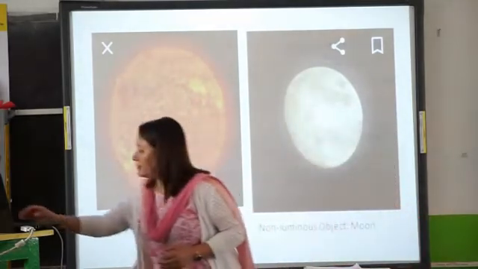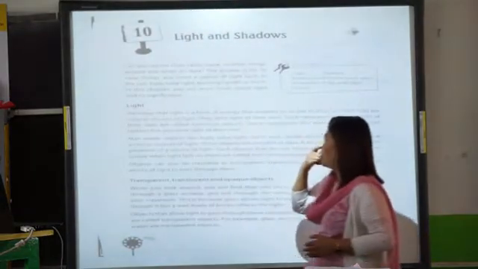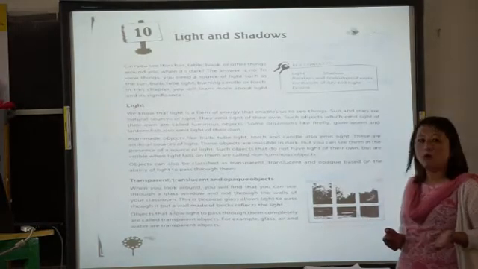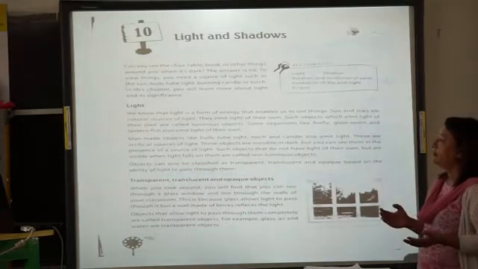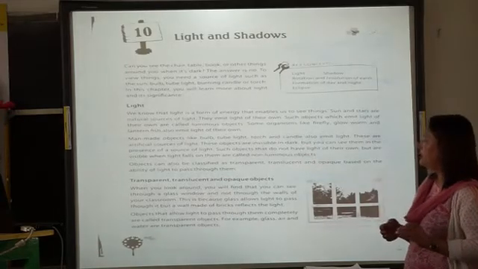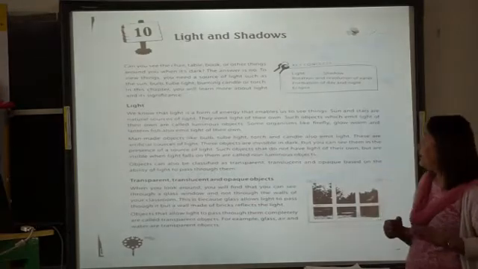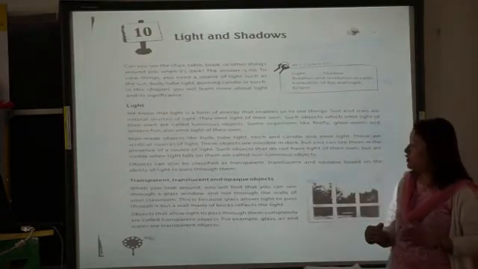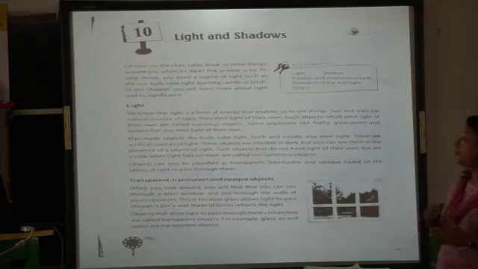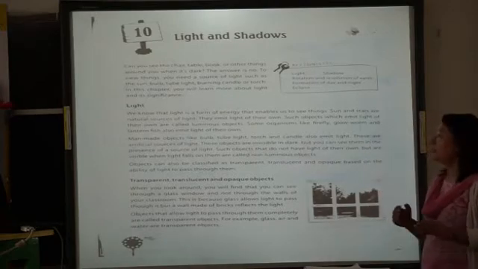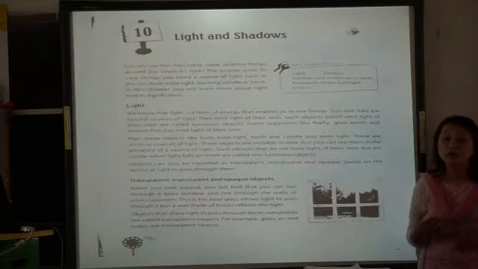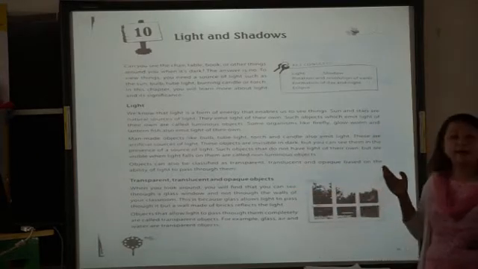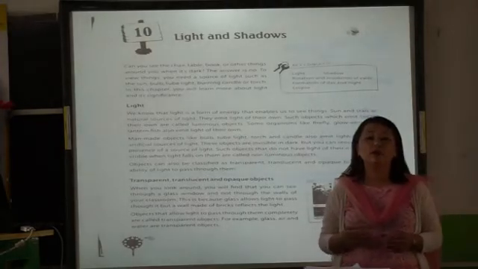For example, we can see man-made objects like bulb, tube light, torch and candle also emit light. These are artificial sources of light. These objects are invisible when in the dark, but you can see them in the presence of a source of light. Such objects that do not have light of their own but are visible when light falls on them are called non-luminous objects. So this bulb, tube light, torch and burning candle, these are non-luminous objects.